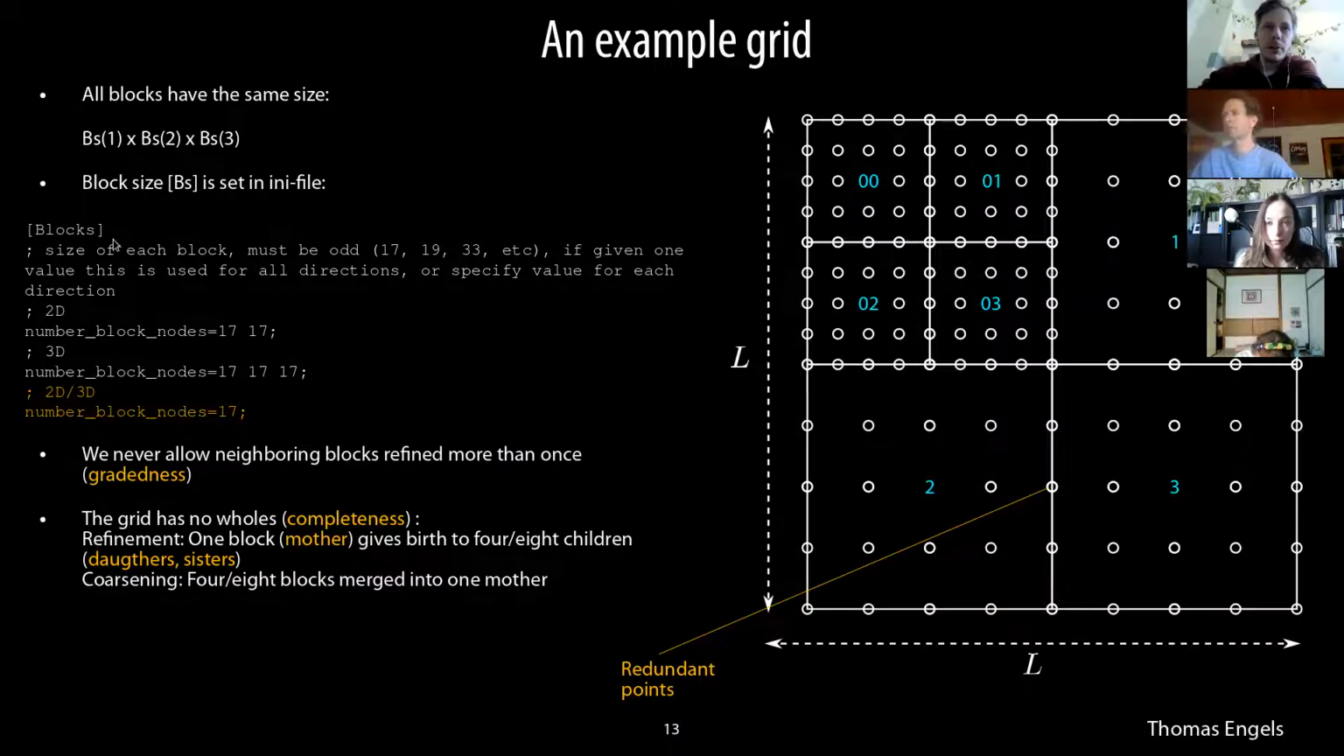And in the INI file, we set this block size, the number of points that you have per block. The usual setting would be the one here in gold. For 2D and 3D, you just give it one number, and then it's the same number of points in all directions. But you can specify a number of points on the block in each direction separately if you have rectangular domains, for example. Although I would not recommend doing that, because it's probably not the best idea.